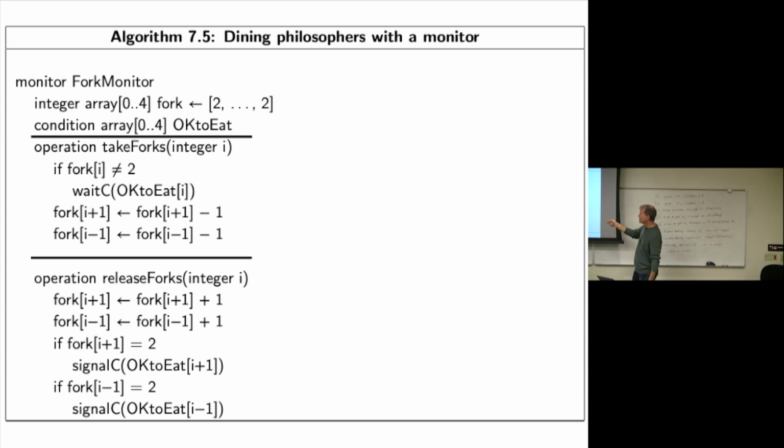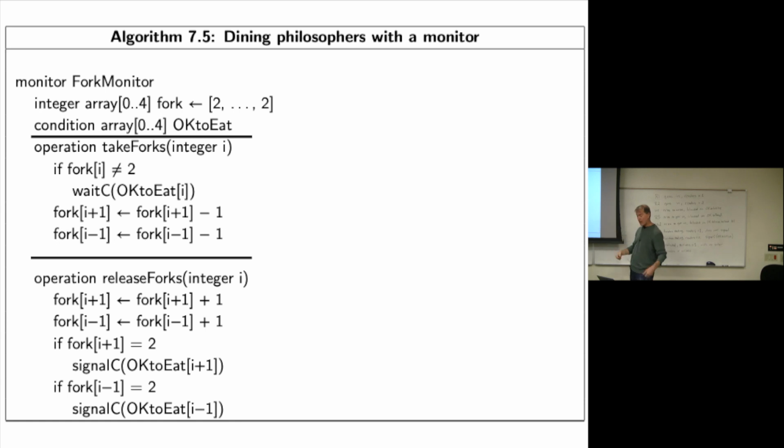But if forks sub I is not equal to 2, what do we do? Wait on C, OK to eat sub I. So now I go into my own little personal queue of blocked processes, and only I can be in there because there are 5 of them, 1 for each philosopher. Do you see what I mean? So he's blocked in there. And now, whenever you release a fork, what do we do? Operation release forks, integer sub I.